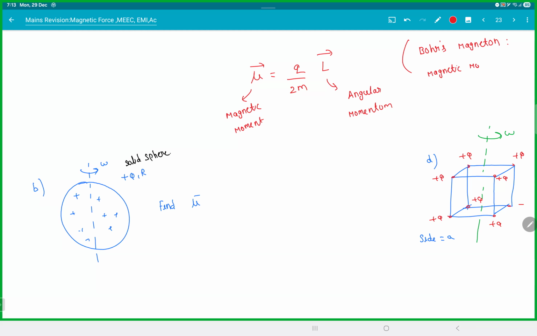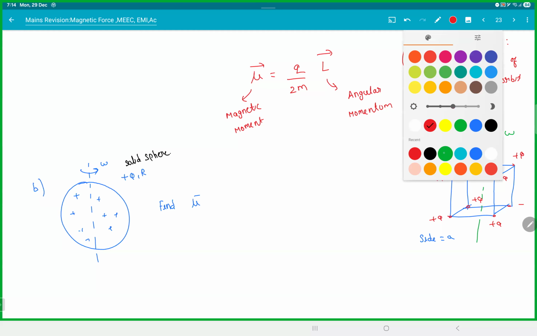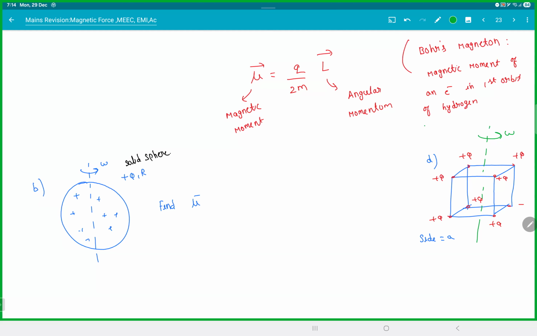They did ask this in CET last year, I don't remember. Magnetic moment of an electron in first orbit. So we know L is equal to MVR is equal to nh by 2 pi. You just put n is equal to 1, substitute there, you'll get the answer. You're done.